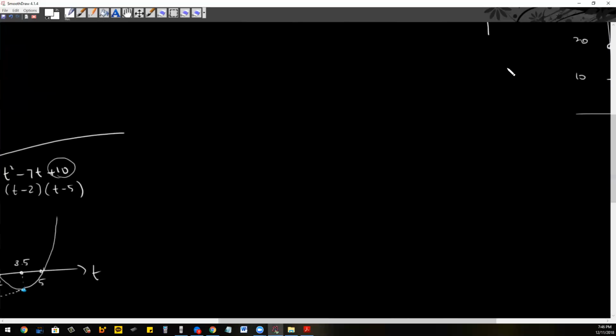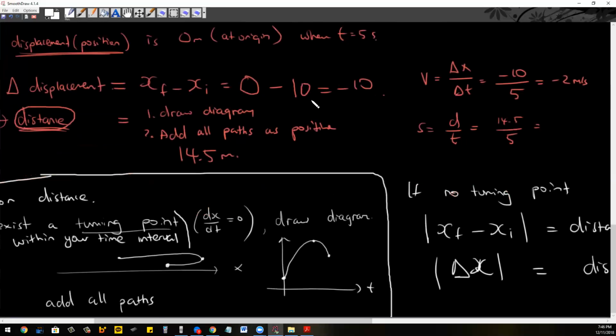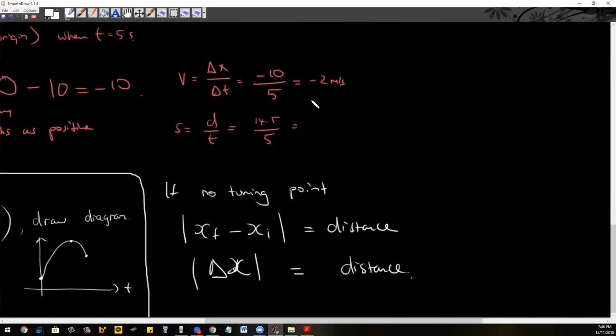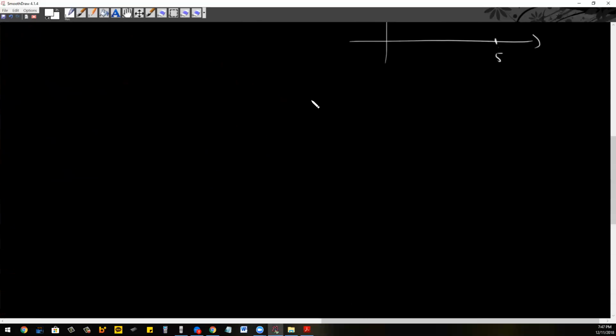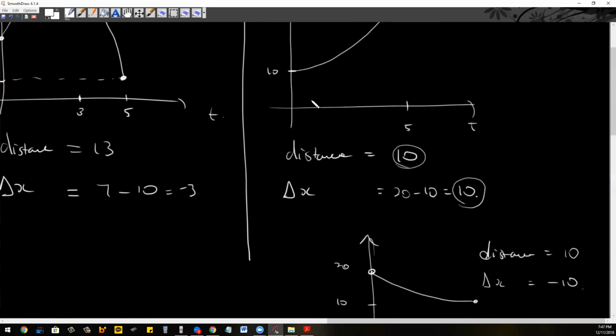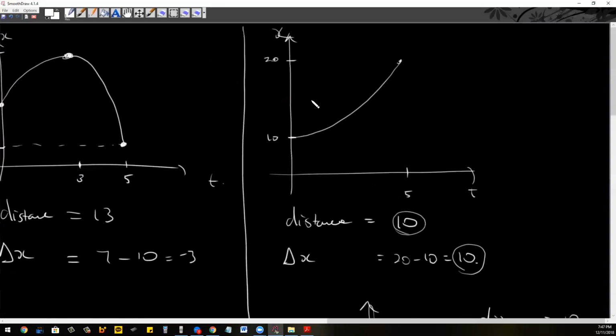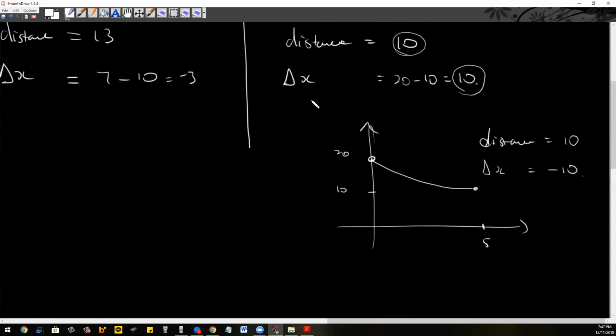That's why in the formula here, I wrote down, if no turning point, the absolute value, so they will have the same size. They will have the same magnitude. This could be minus 10, but this will be 10, right? The point is, if there is no turning point, distance and displacement will be of the same magnitude. Does that make sense? Yeah, they're not different.